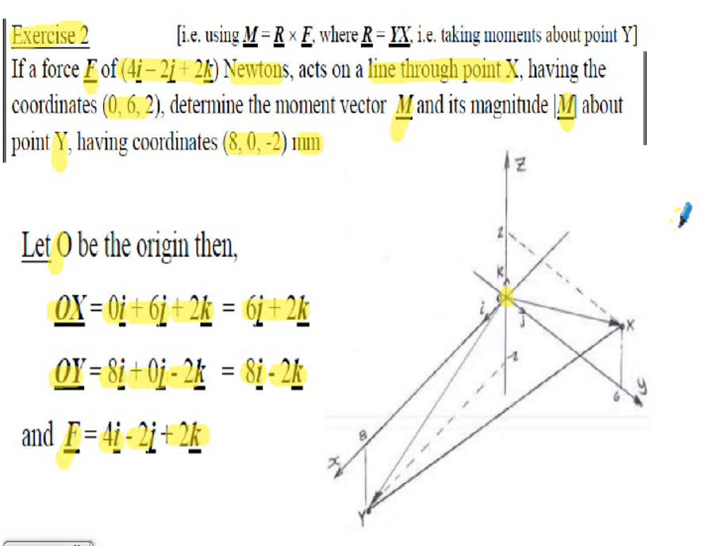The diagram here I've tried to show the points plotted. This is point X, so we have O to X, and this is point Y, so we have O to Y. Now the force is applied at point X, and we've got to take moments about point Y. So what we need to do is work out the length of the YX vector, because that's the distance or the displacement we need to calculate.